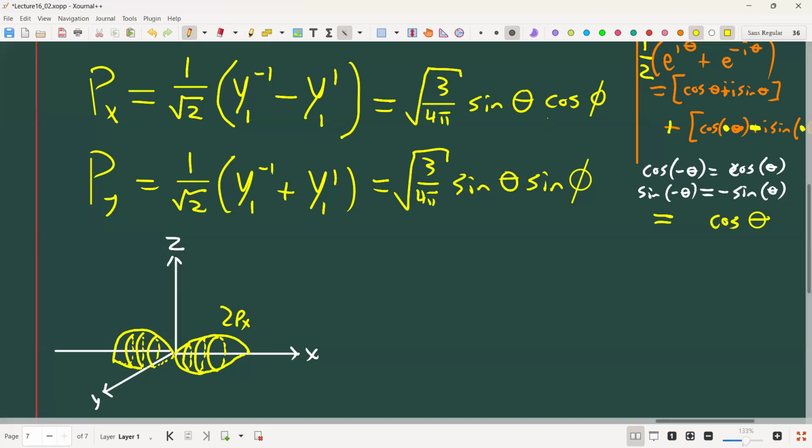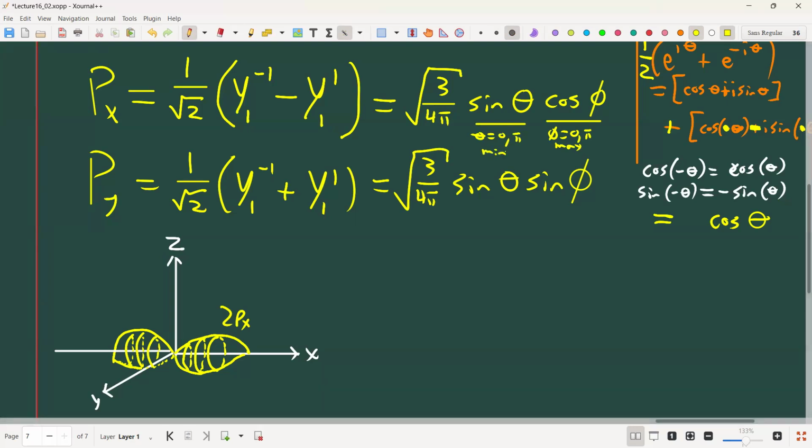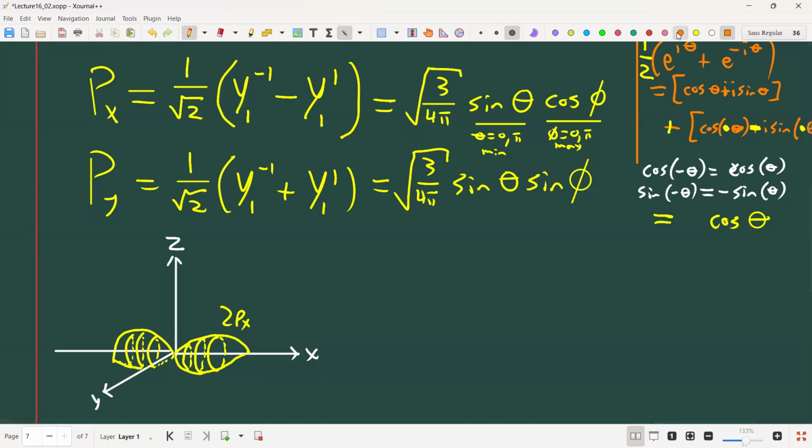Here phi equals 0 is max, and phi equals pi is min. So this function largely lies along the x-axis. Meanwhile, the only difference between the y and the x is now we have a sine phi. Sine phi is maximum where phi is either pi over 2 or 3 pi over 2, which, if phi starts from x, is going to be either y or negative y. So the py orbital sits along the y-axis instead.